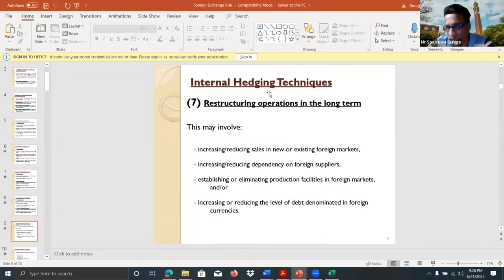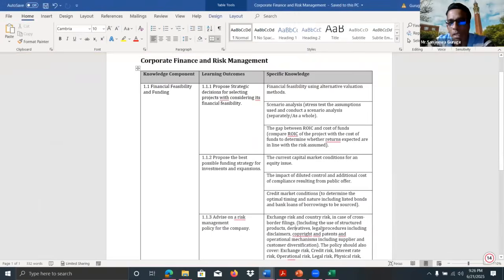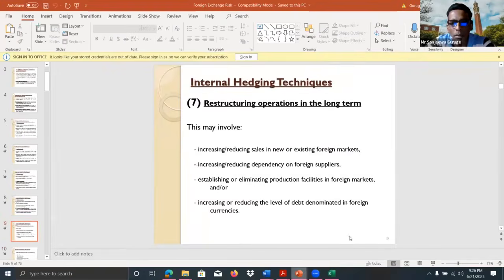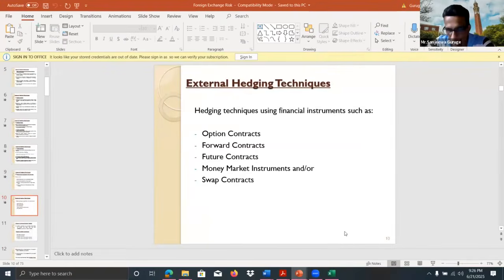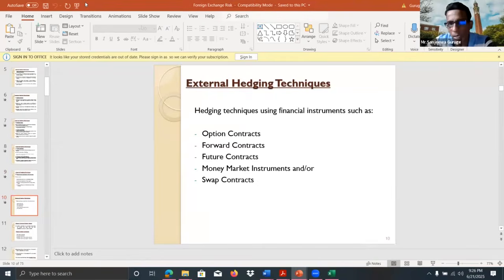Various strategies, internal hedging strategies can be used. In addition to that, this also includes one more point. It is possible to use some external hedging strategies like derivatives, right? So derivatives are also possible to use, external hedging strategies. You think you have learned about derivative instruments, right? So what are the various types of derivative instruments?